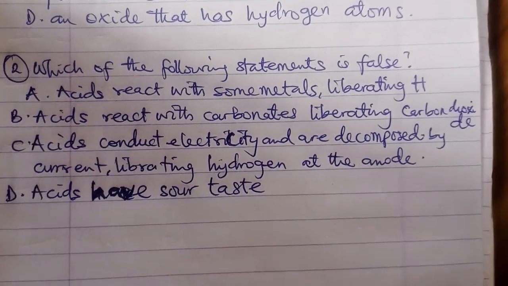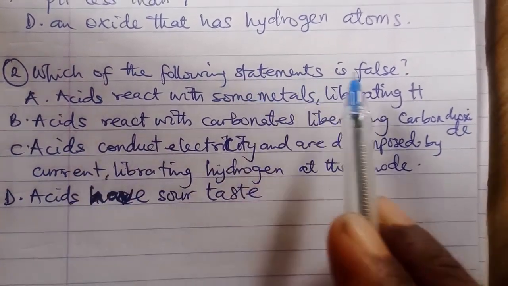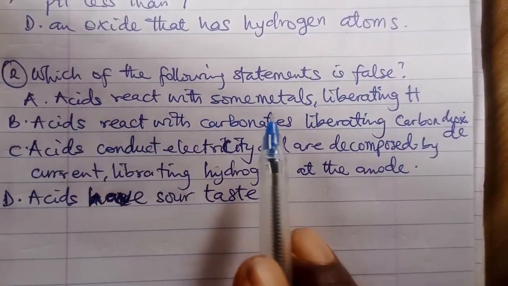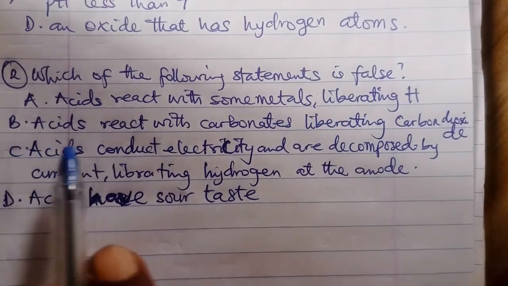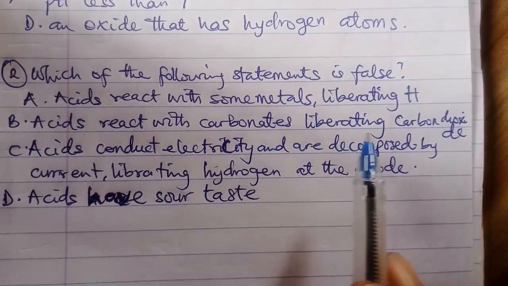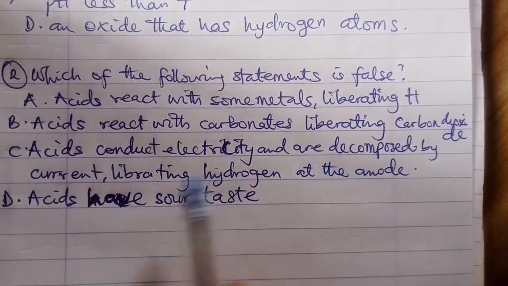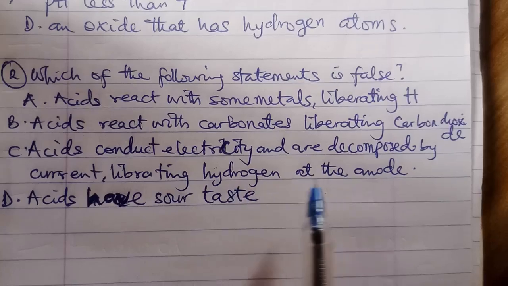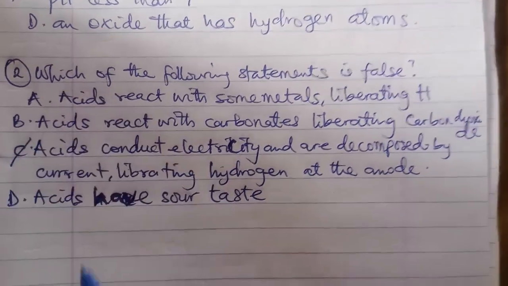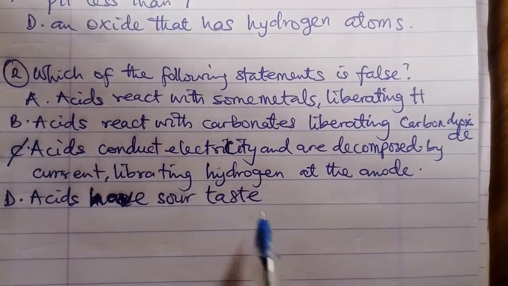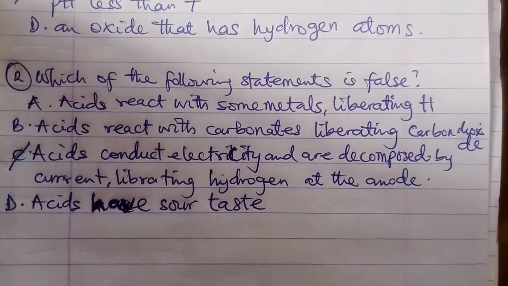The next question says, which of the following statements is false? We are given: an acid reacts with some metals, liberating hydrogen. Acids react with carbonates, liberating carbon dioxide. Acids conduct electricity and are decomposed by current, liberating hydrogen at the anode, which is false. The next one, acids have a sour taste, correct. But this is the correct option.